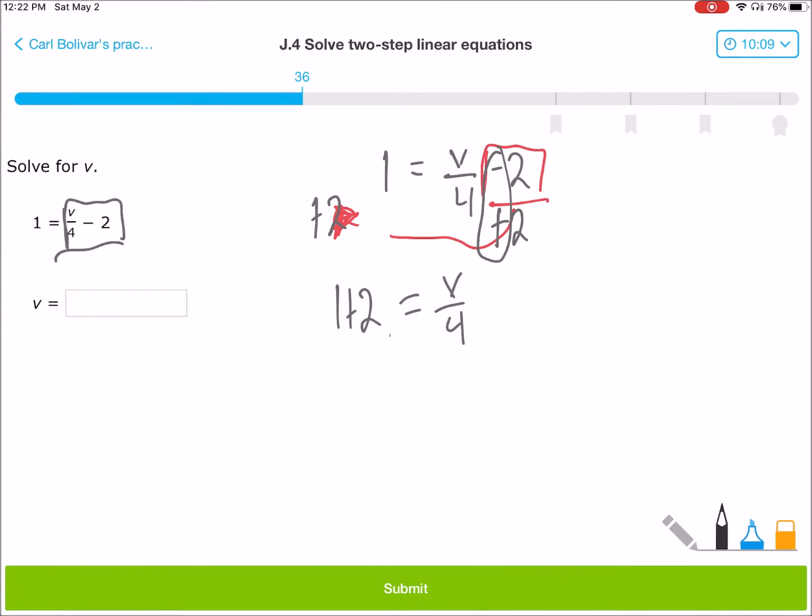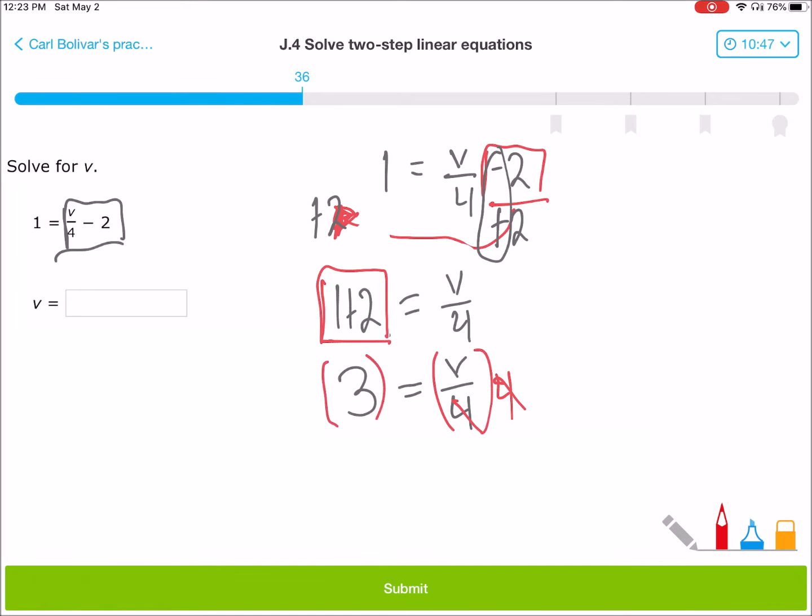Okay? Now we have this division line here. Well, the opposite of division is multiplication. So you multiply by 4 to get rid of that 4 there. I forgot this step, so you also simplify here. So, ignore this step. This will give you 3 is equal to v over 4, right? Now let's do the step where we multiply by 4. We multiply by 4 on each side. This will give you 12 is equal to v.